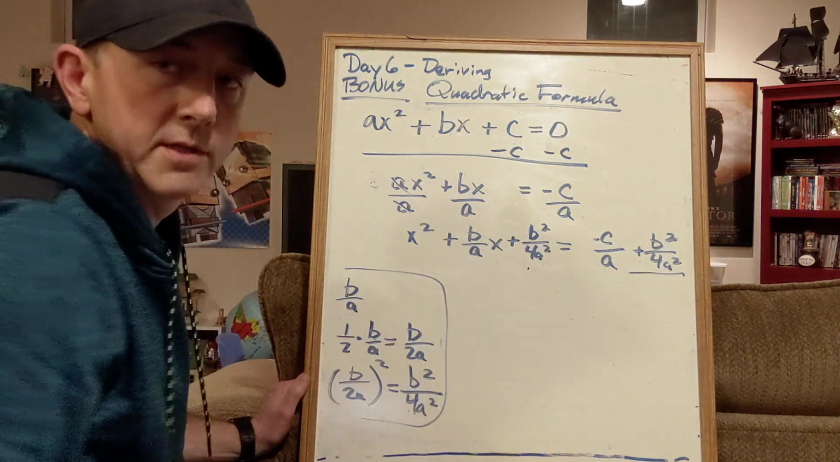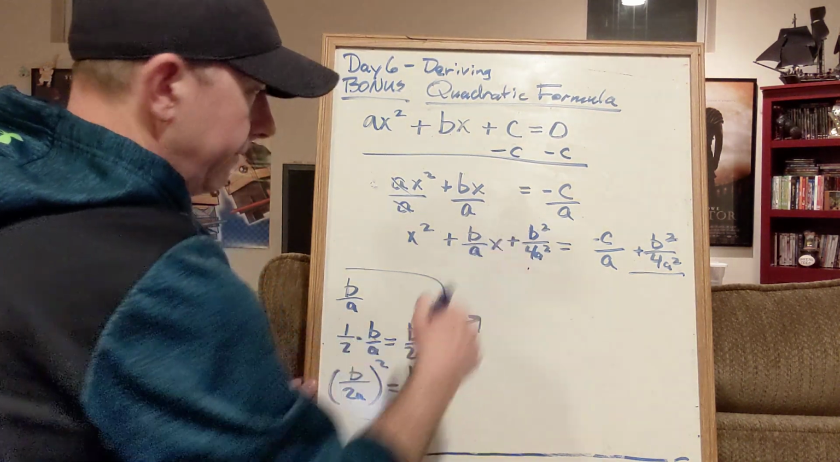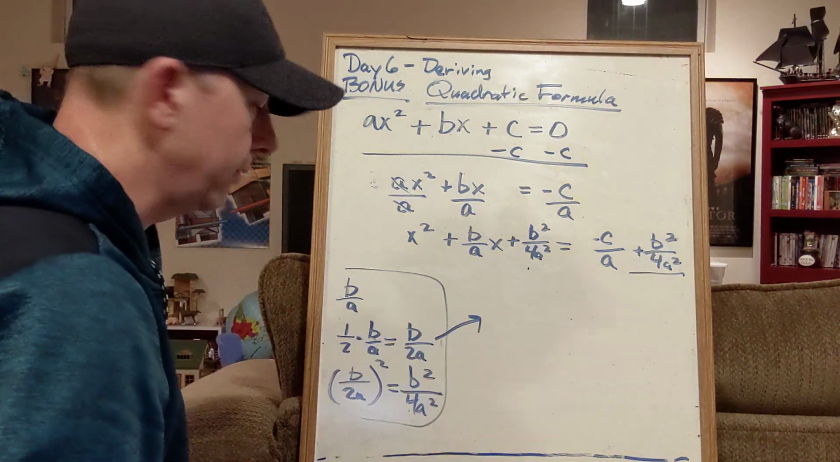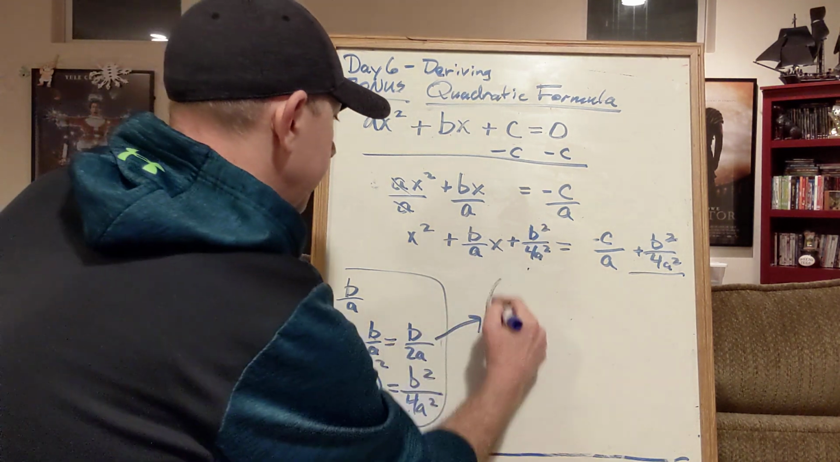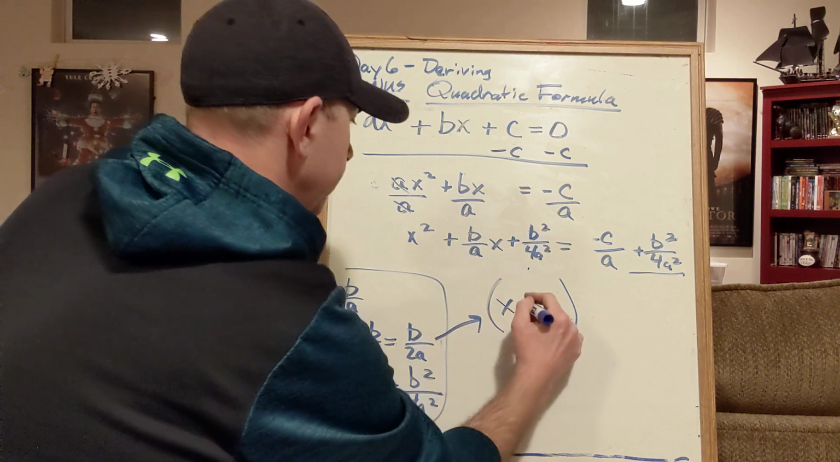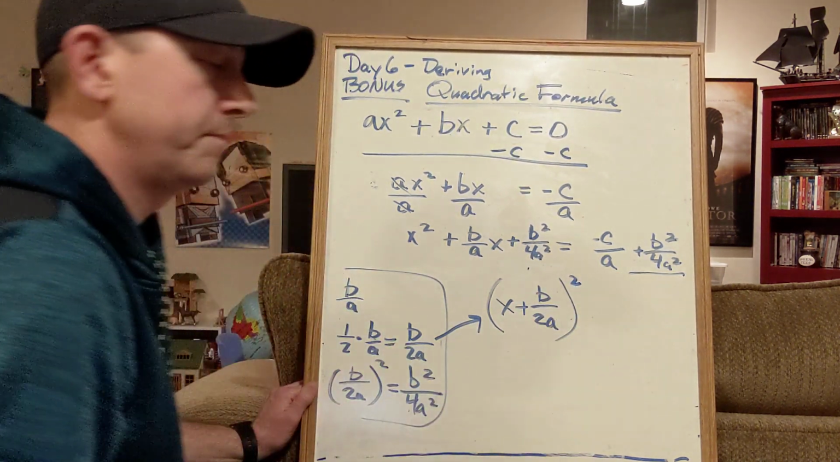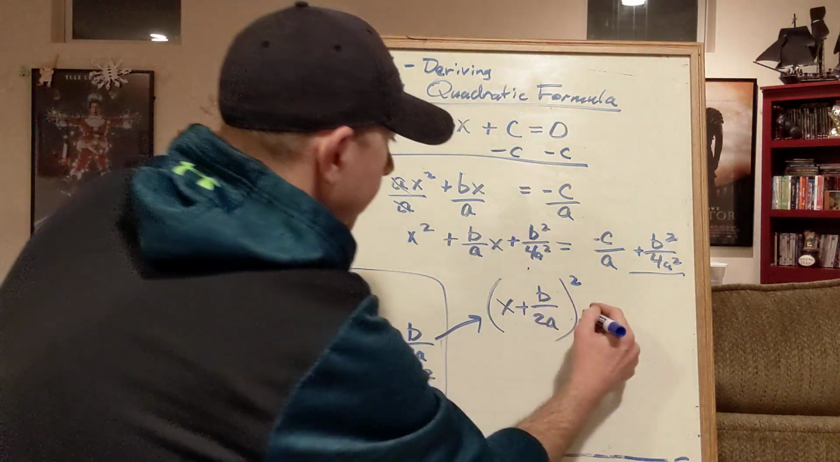So the whole reason we do completing the square is so we can set this up and use the second one. We could try to factor this, but you don't have to go through that whole headache. This one is what this is going to factor into, x, right, plus this one, b over 2a, squared. Okay, so that is that side.